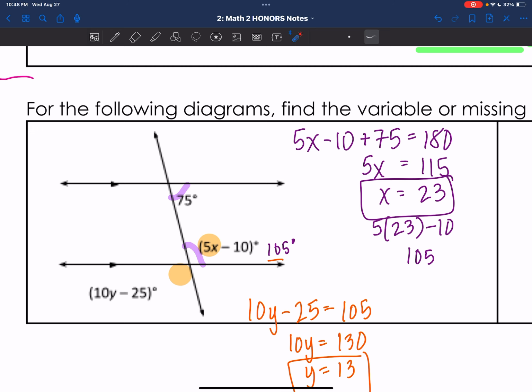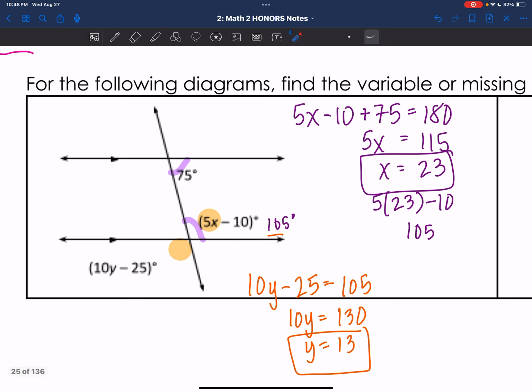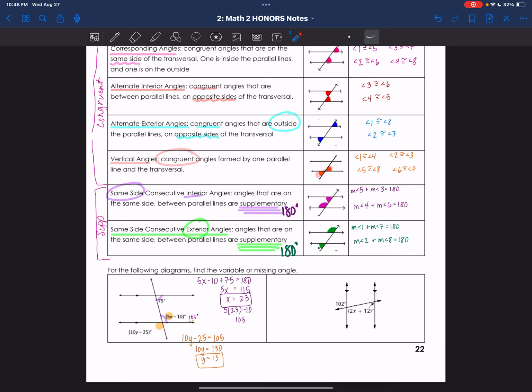All right, but now we got to find this side. So we're going to take the 105 over here, and I know these two are vertical. And we know vertical are congruent. So I know that 105 is equal to 10y minus 25. And then solve that and get y equals 13. All right, go ahead, try that one.